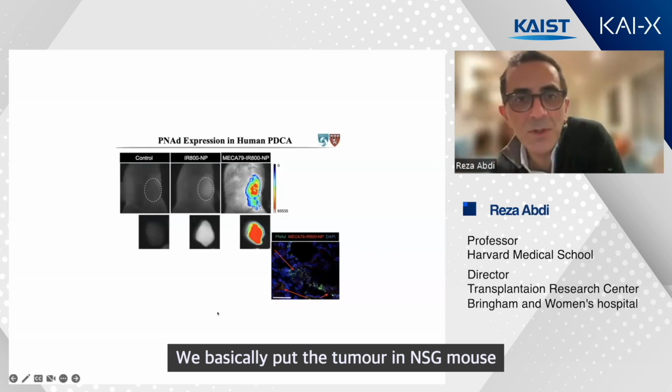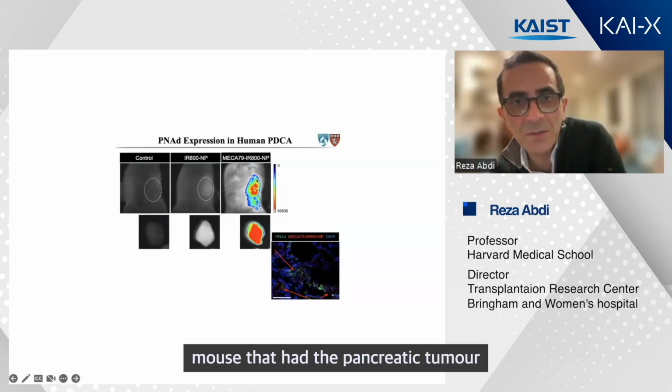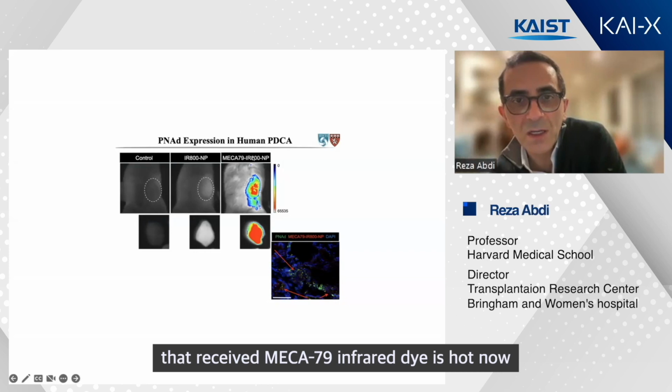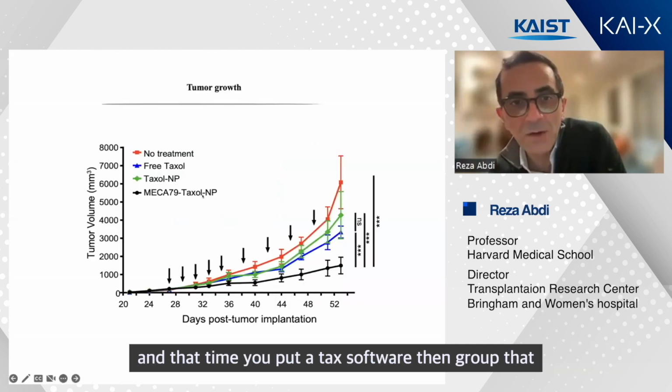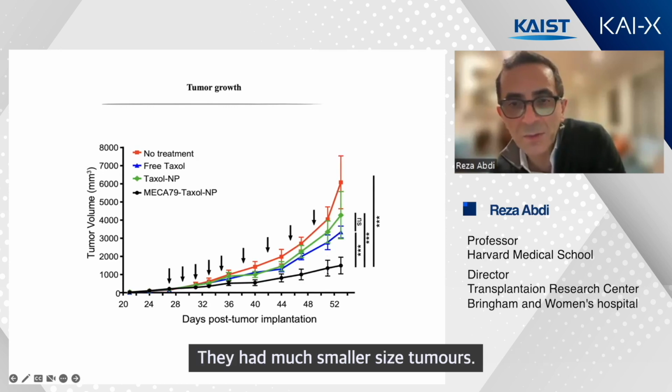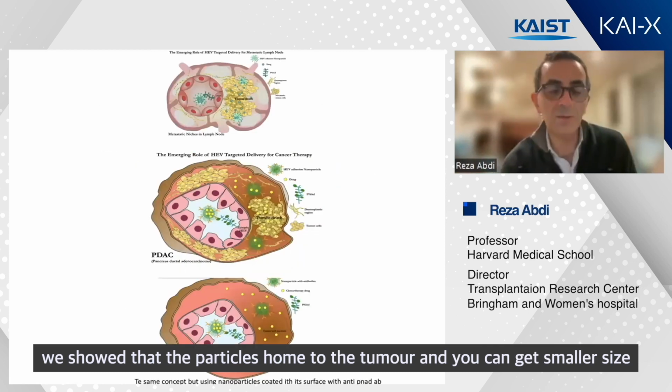We basically put the pancreatic tumor that had the HEV in an NSG mouse, and we made our own particle, and you can see that the mouse that had the pancreatic tumor and received MECA79 infrared dye is hot now. So we showed that you can get the nanoparticle to this tumor. And that time we put Taxol in it, and the group that received chemotherapy with the MECA79 MP had a much smaller tumor. So we showed that the particles home to the tumor, and you can get smaller tumor size.